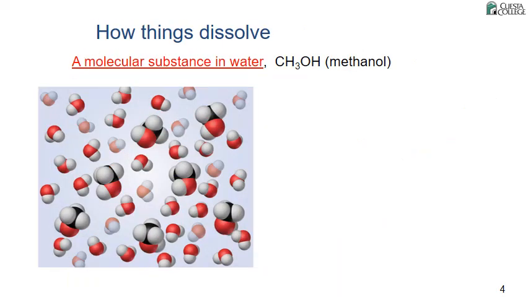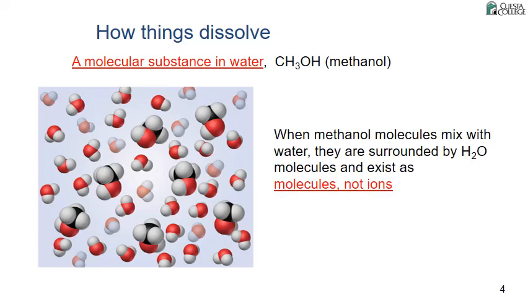This figure shows a molecular substance dissolving in water. This particular substance is methanol, which is a very harmful alcohol to drink. When methanol molecules mix with water, they're surrounded by water molecules, just like the ions were, but they exist as individual discrete molecules, not as ionic substances. Would this be a strong electrolyte, weak electrolyte, or non-electrolyte? Since there are no ions, this must be a non-electrolyte.